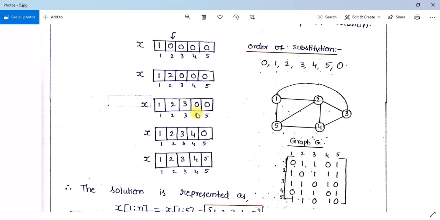Next, I'm going to fill the fourth index. Try to replace it with 1, 1 is already present. 2, 2 is already present. 3, 3 is already present. 4, 4 is not present.